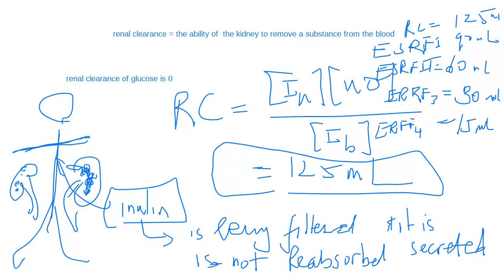That's the prime candidate to have a kidney transplant or dialysis. Because you should be able to clear 125 mL of blood of inulin, but now you can only remove inulin from 15 mL of blood, then you have a problem. That's what renal clearance is: an indirect way to tell you the glomerular filtration rate.